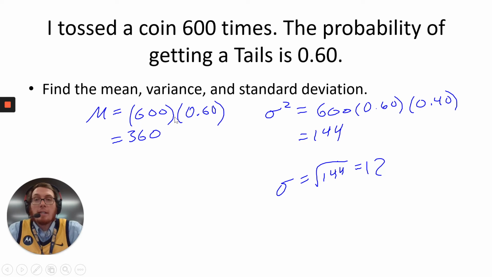So the mean is just n times p, so 600 times 0.60, and that would be 360. Standard deviation would be the square root of n times p times q, so we'll do the variance first. So n times p times q would give me 144, and the square root of 144 would be 12.